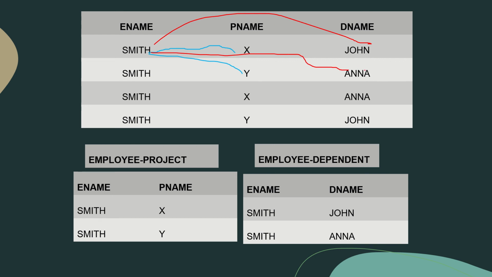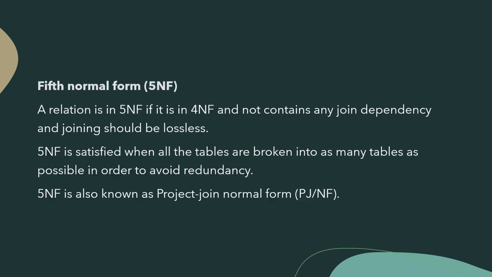So in that case, we can decompose the table into two tables. In the first table, we are taking the E name and P name only, which we can call employee project, where P may be project name. And in the second table, we decompose the table which includes E name and D name only. So now we have decomposed the table into two subtables. Now there is no multi-value dependency. Now our table is in fourth normal form.